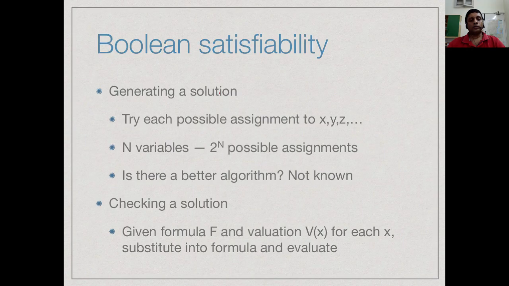Right? So to generate a solution, of course, the brute force approach is to try assigning each of X, Y, and Z true and false in turn. Once we have assigned X, Y, Z to be true or false, we can evaluate it and check if the formula is true. And we try this for every possible such assignment. There are n variables. Each of them has two possibilities. Clearly, there are 2 to the n, so an exponential number of possible assignments.